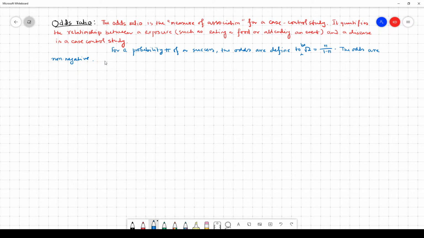Now for a 2 cross 2 table, suppose this is group 1, this is group 2.